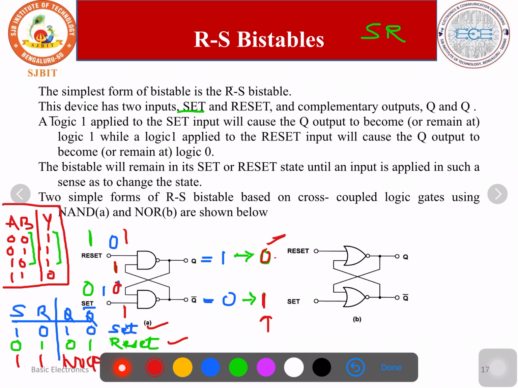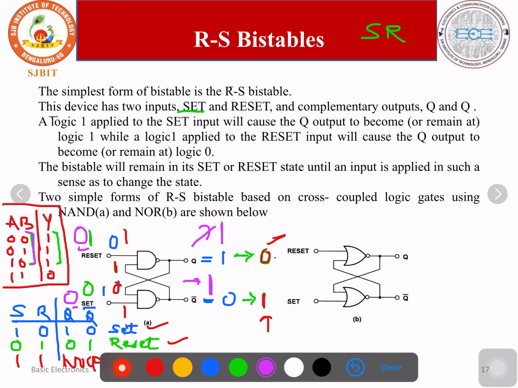But the curiosity arises, what happens when reset is equal to 0 and set is equal to 0. We will try that. I will use a different color. So when reset is equal to 0, set is equal to 0. As we know, if any one of the inputs is 0, the output is 1. Here input is 0, output is 1. Input is 0, output is 1. Q is equal to 1, Q bar is equal to 1.